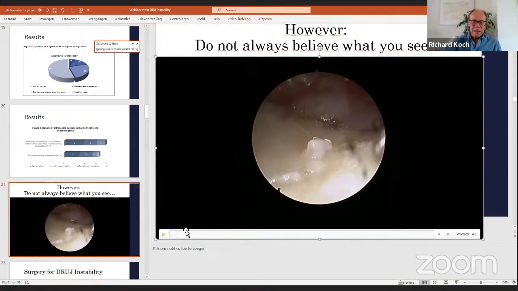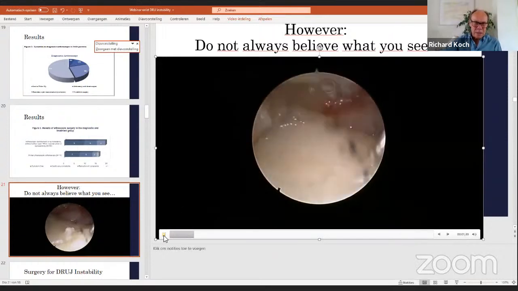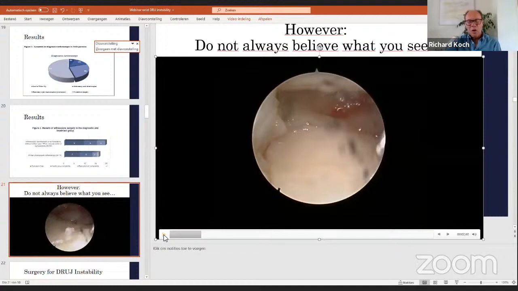It's just saying that the MRI sometimes gives you false hope or false information, and an arthroscopy may also be judged differently by different colleagues. So you always have to be very critical in what you see.